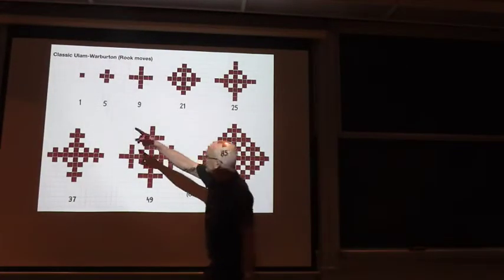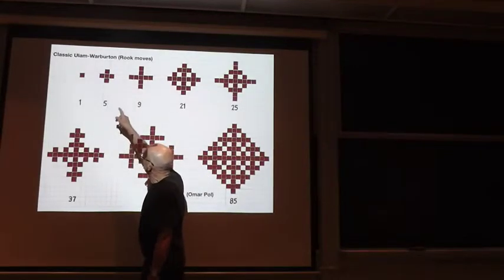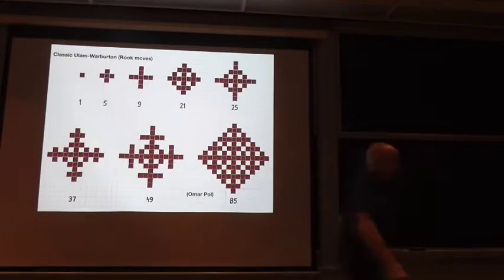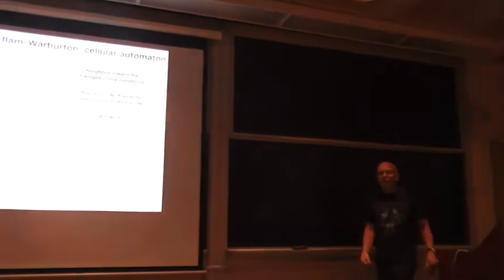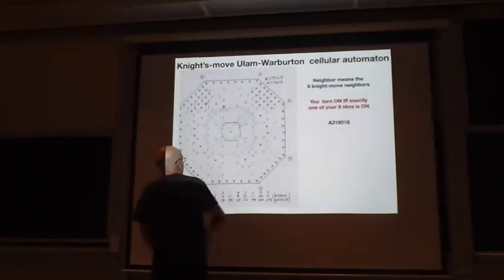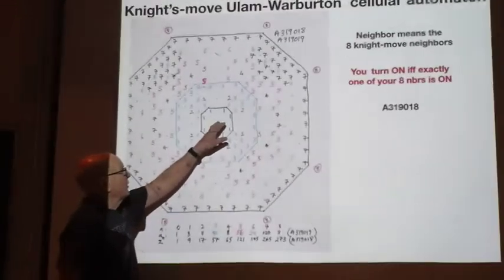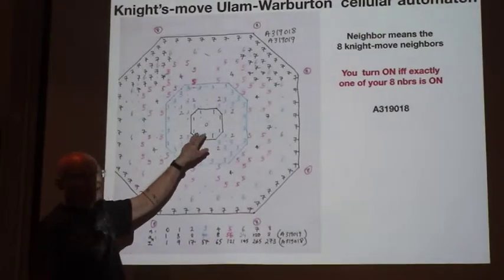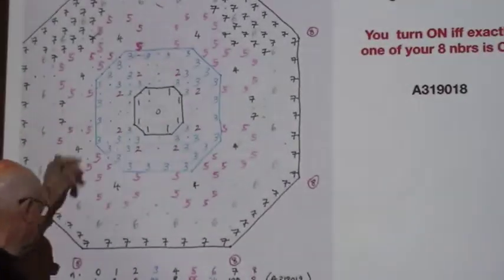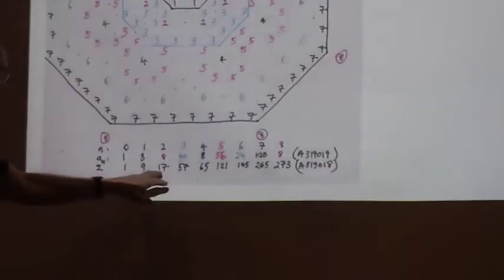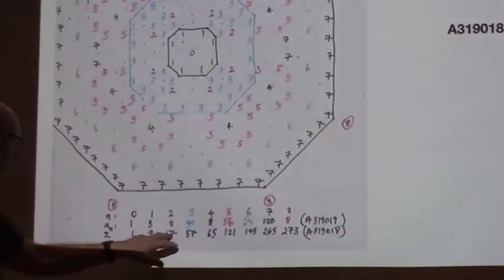If exactly one of your neighbors is on, you get turned on. So one turns on its 4 neighbors, now we have 5. That turns on 4 more neighbors each, you have 9, and so on. So this is classical Ulam-Warburton. The new one is the same thing, except you use a Knight's move. It's a little hard to see the graph paper. You start here, you turn on that. In one step, you turn on 8. And then in 2 steps, you turn on 8 more. So you go from 1 to 9 to 17.